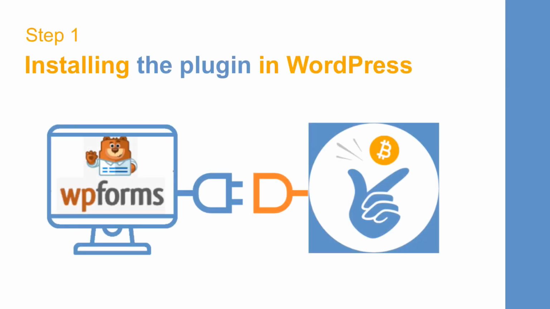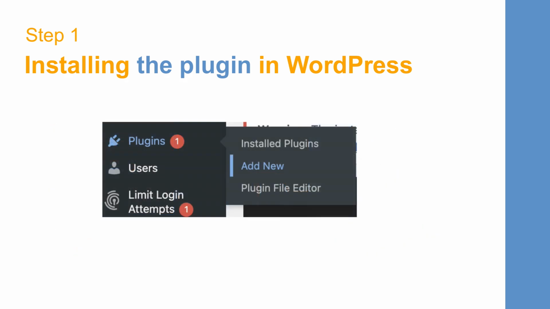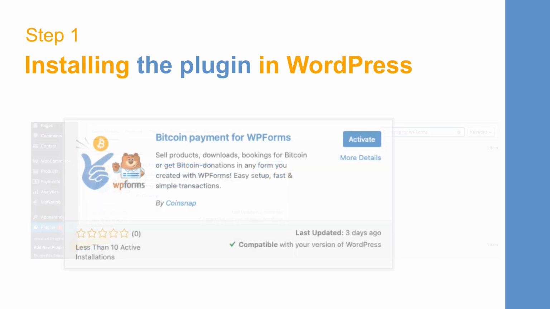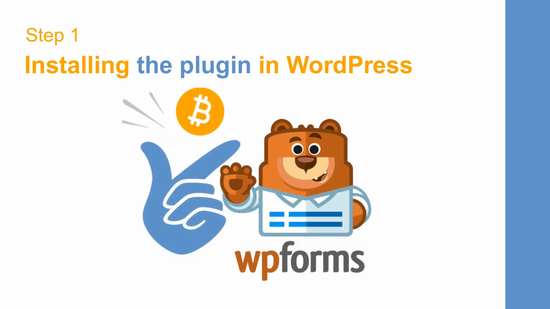First, you need to install the Coinsnap WPForms plugin. To do this, go to your WordPress dashboard, go to the Plugins section and click on Add New. Now enter Coinsnap for WPForms in the search bar and click on Install Now. Then activate the plugin by clicking on the button Activate. Now Bitcoin Lightning is available as an additional payment method in any WPForms form.